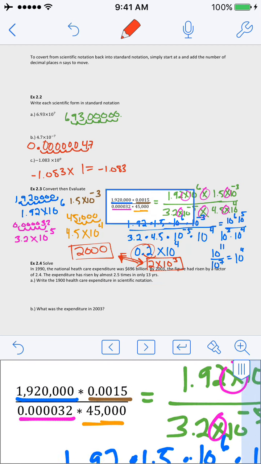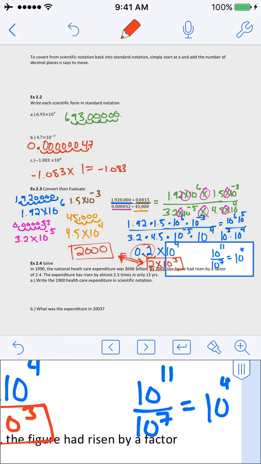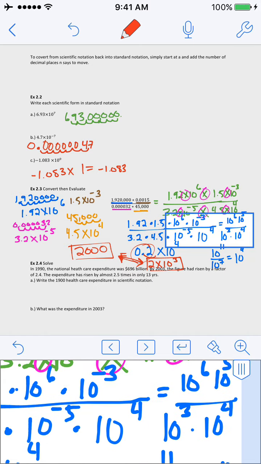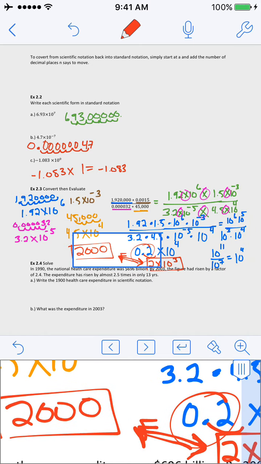Alrighty, so that is how you convert and then solve. Practicing those exponent rules is a really good thing in scientific notation because you get to see the real life applications of it. If you have any questions, pause. Otherwise, we're going to go on to one more thing today with another real life example.